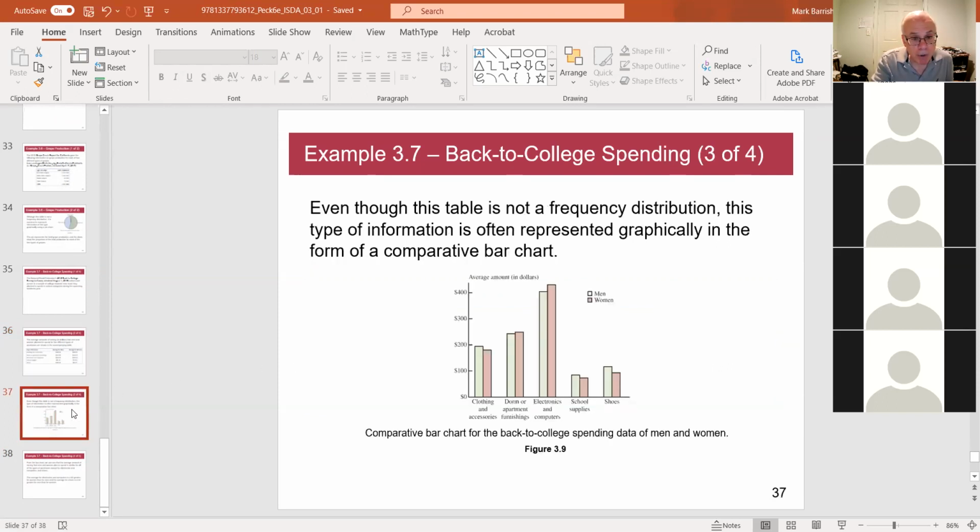But in this case, actually you're not going to use proportions. You're going to use the actual amounts along the x-axis, and then you have your categories running along the y-axis, and you have your 2 groups, men and women. And the height for each of these rectangles is the average amount spent for each of these types of things that you purchase: clothing, furnishings, electronics, computers, school supplies, shoes. All right, and you can make comparisons between the different groups. But this is considered a bar chart, and it's considered to be categorical because we have categories running along the axis here. So we're going to use a bar chart for them.